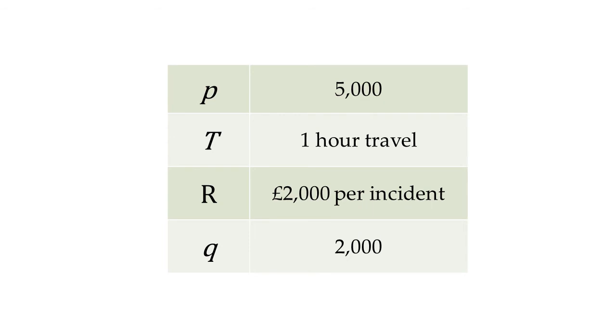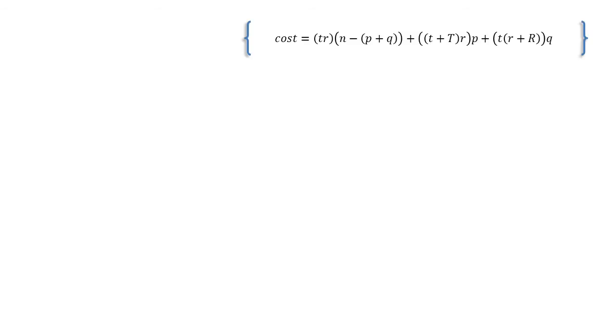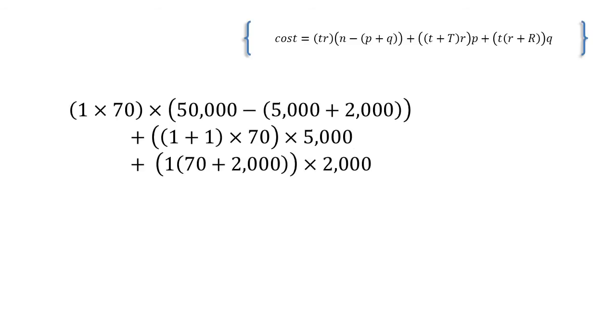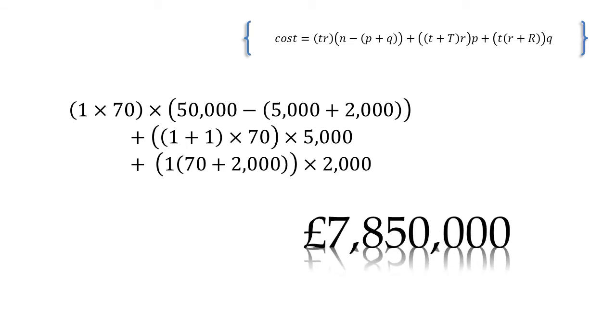Let's look at some example numbers. Let's say 5,000 people need to travel for an average of an hour. Let's also say that 2,000 people are impacted by an incident, costing the business £2,000 per incident. So let's put these numbers into the equation, and it gives us a value of £7.85 million, and that's per implementation. So if your organisation has, say, 3 large-scale implementations a year, that's £24 million.